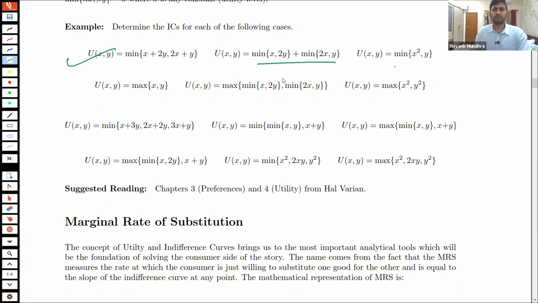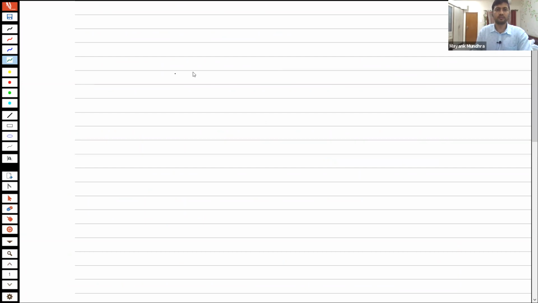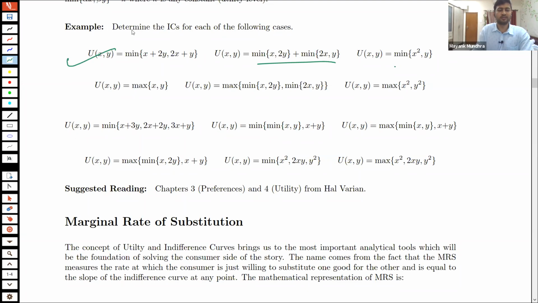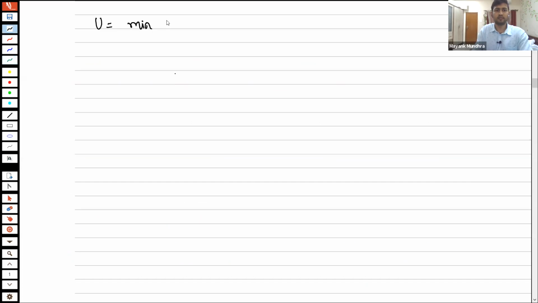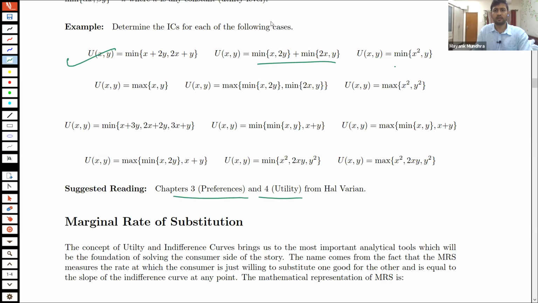Now, min of this thing, utility equals to, by the way, any doubts from last class of microeconomics, apart from these questions, obviously? If you have any doubts from these chapters, we can also discuss those. Break in at any point of time. Min of x comma 2y plus min of 2x comma y.